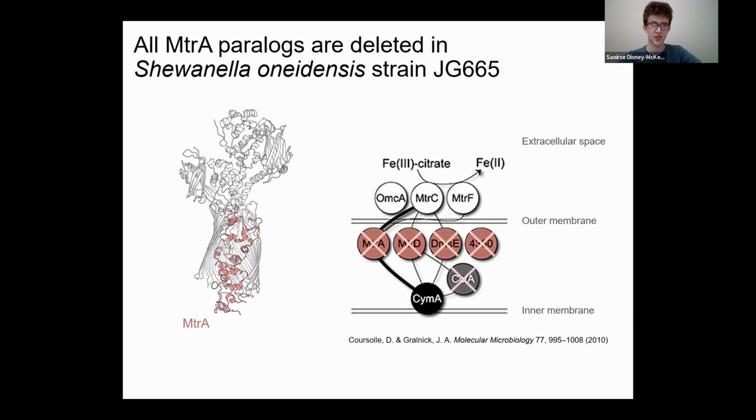Jeff Gralnick's lab has generated a bunch of Shewanella mutants where these paralogs of MtrA have been knocked out, as well as some other small periplasmic cytochromes that are involved in other metabolic pathways. And what's really nice about these strains is that they display different auxotrophies.